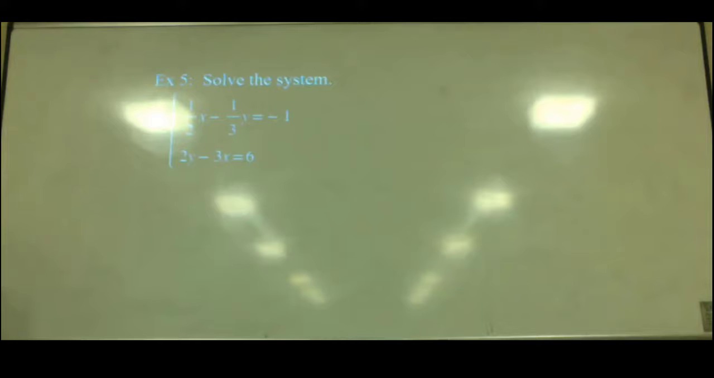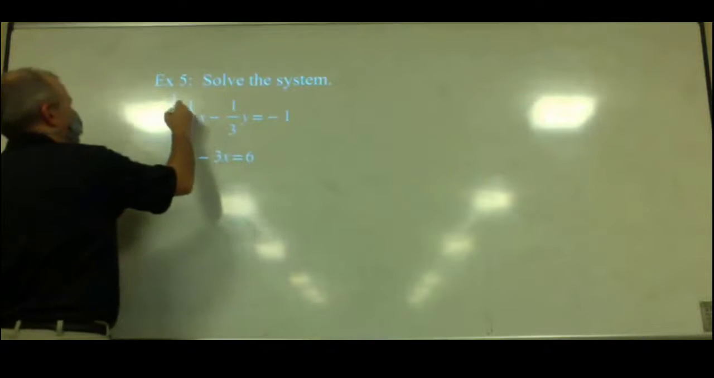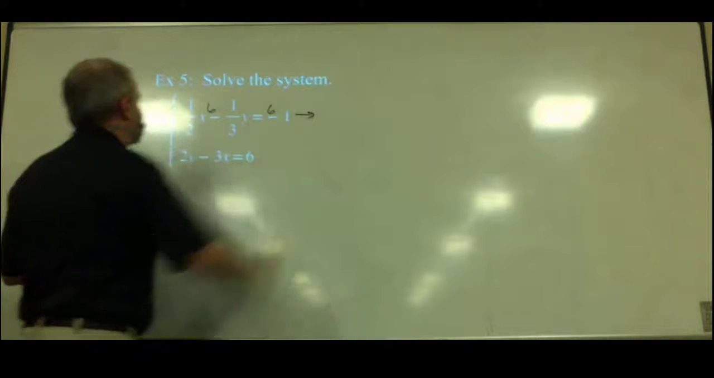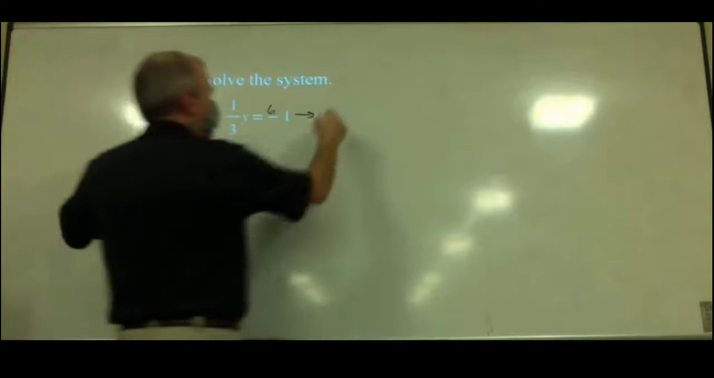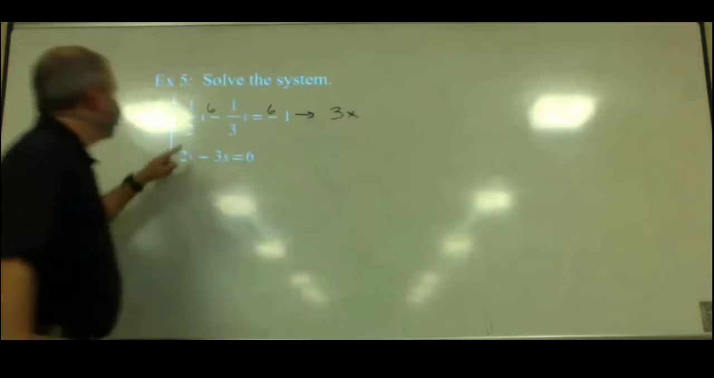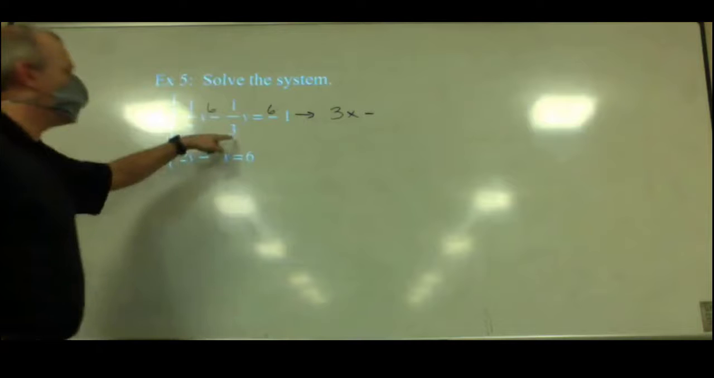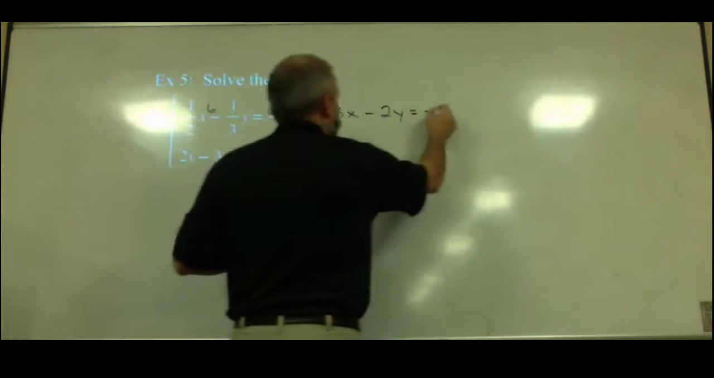Will 6 cancel the 2 and the 3? Yes. So let's multiply just the top one by a 6. And so we're going to multiply everything by 6. That will give us 6 times 1, and then divided by 2 is 3x. Then minus 6 times 1 divided by 3 is going to be 2y. And then 6 times negative 1 is minus 6.